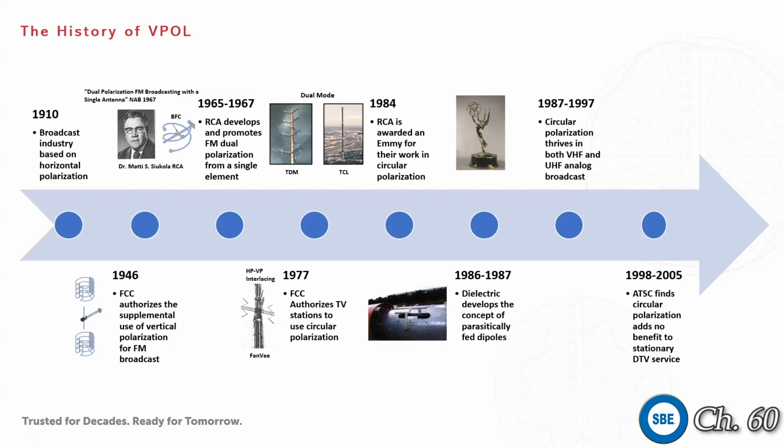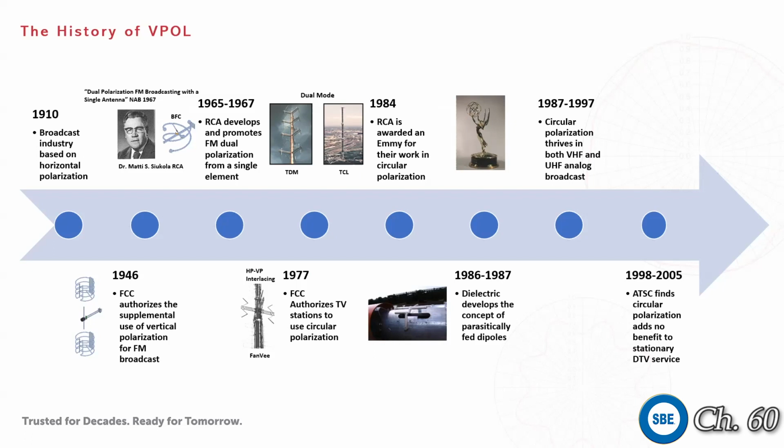Up through the late 80s and the 90s, we are seeing circular polarization have really solid impact in both the VHF as well as the UHF spectrums. And this is really due to the fact that at this point in time, we're still using analog broadcasts, and you have the issues of multipath fading, which causes that ghosting on our screens. And this helps alleviate some of that.